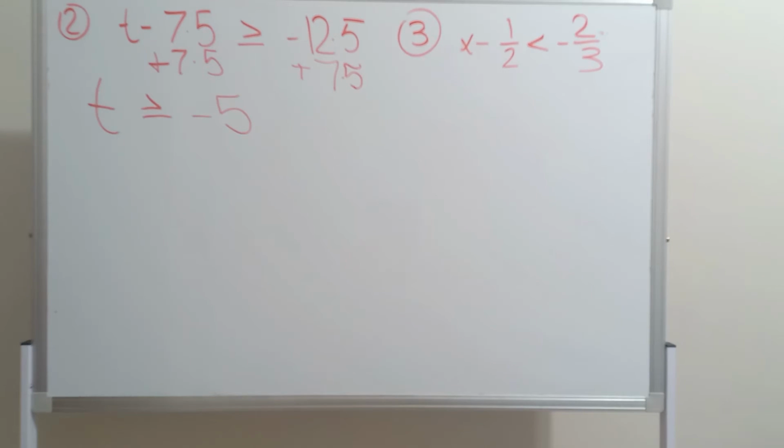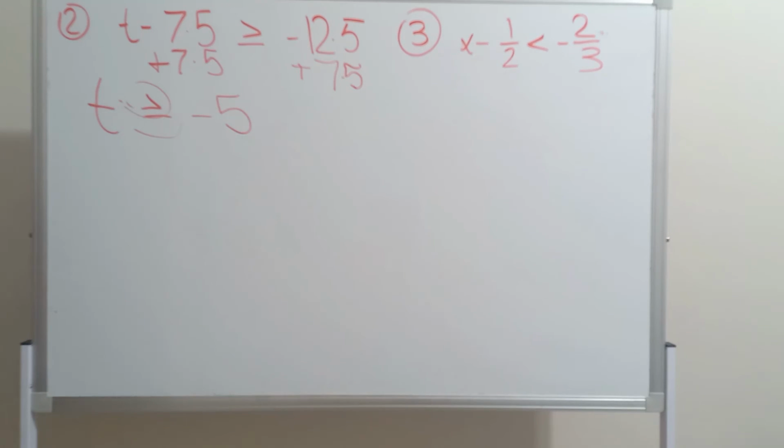That's going to be the answer to our second inequality. It means that t has to be greater than negative 5, or it can be equal to negative 5. So it can be negative 5 to make the inequality true, or it can be greater than negative 5, meaning negative 4, negative 3, negative 2, and so on.